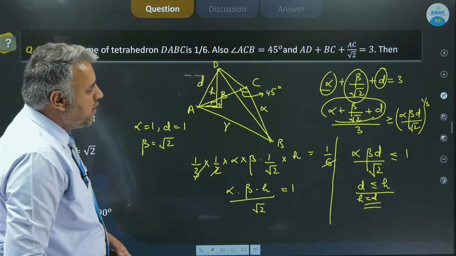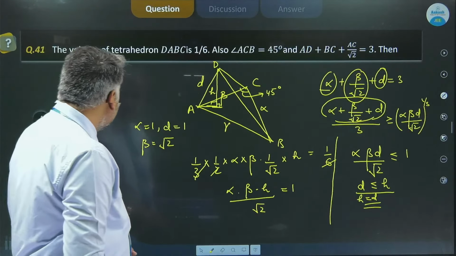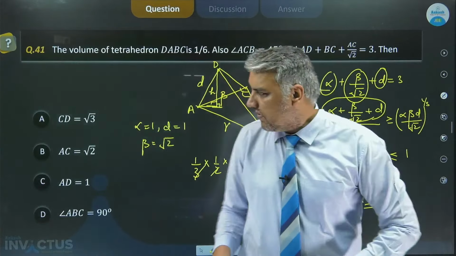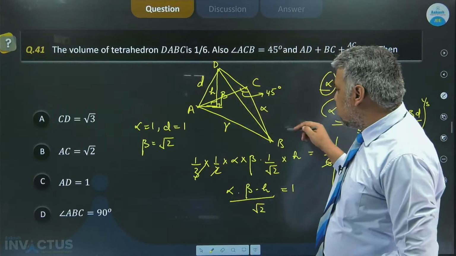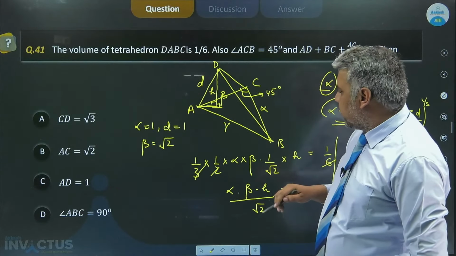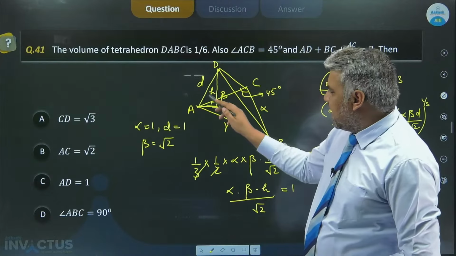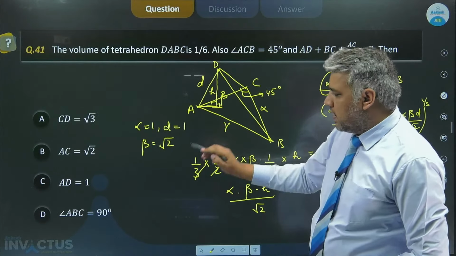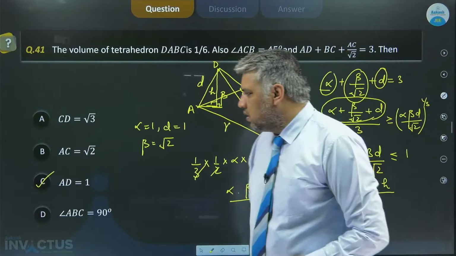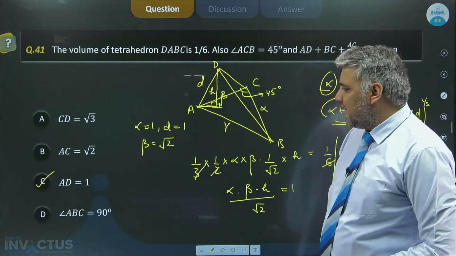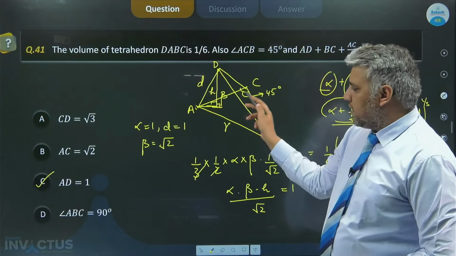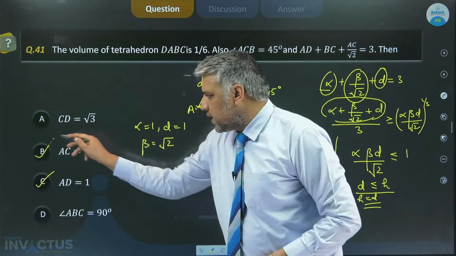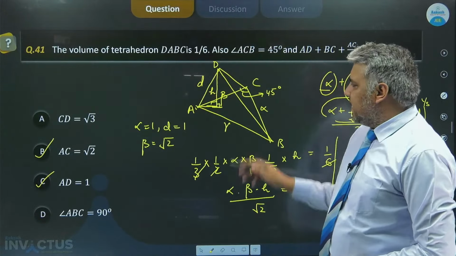From here we concluded this information. So what is alpha? Alpha is nothing but the BC length. Okay. What is D? That is AD. AD is 1. So option C is correct. Now what is AC? AC is beta, that is √2. So this is also a correct option. Now what will be CD?